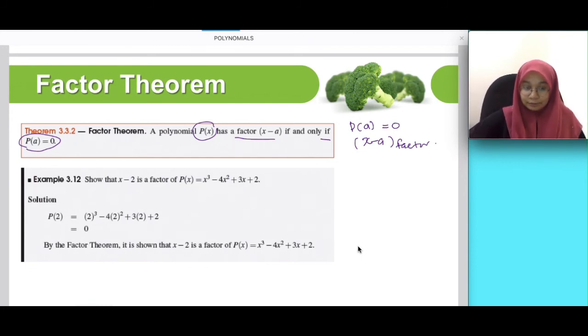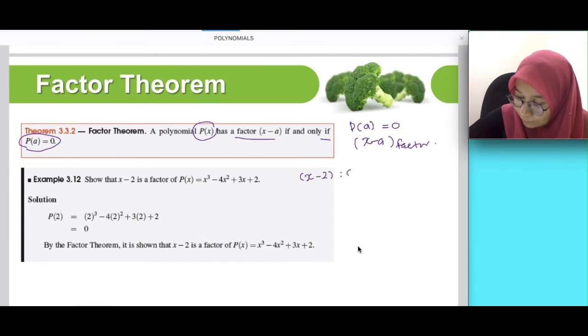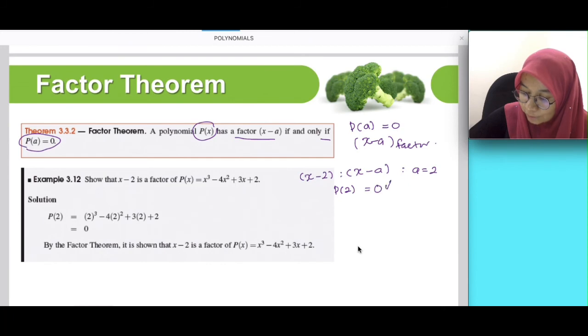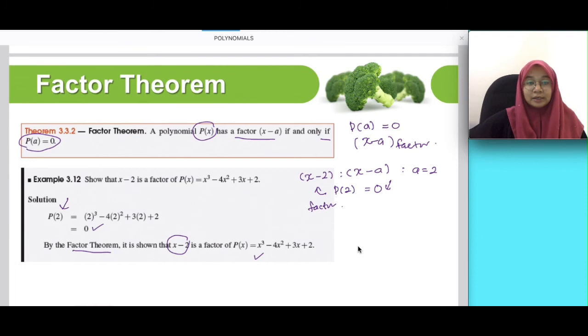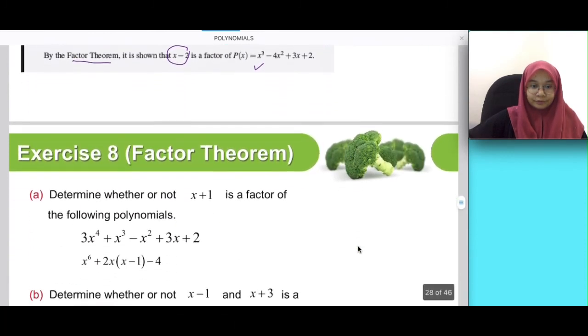So look at the example, show that x minus 2 is a factor of P(x) here. Okay, x minus 2 compare with x minus a. So a is equal to 2. So you substitute P(2) into P(x), it must be 0. If 0, x minus 2 is a factor of P(x). Okay, so we substitute x equals 2, so you will get 0. Yes, so by the factor theorem, it is shown that x minus 2 is a factor of the polynomial. Okay, try this one.